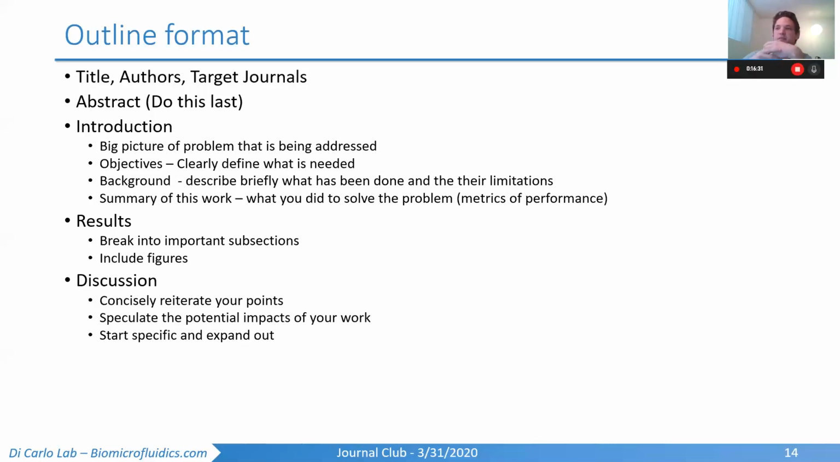And then after that is your discussion. A lot of times you'll fill out these details later on, but this is a point where you can concisely reiterate your points. You can speculate on any potential impact of your work, and look at the big picture: what could you really do to impact others in the field?